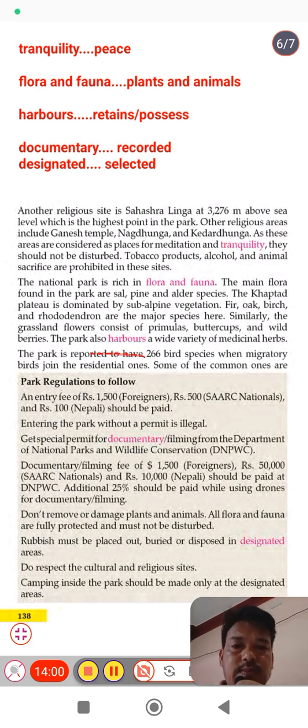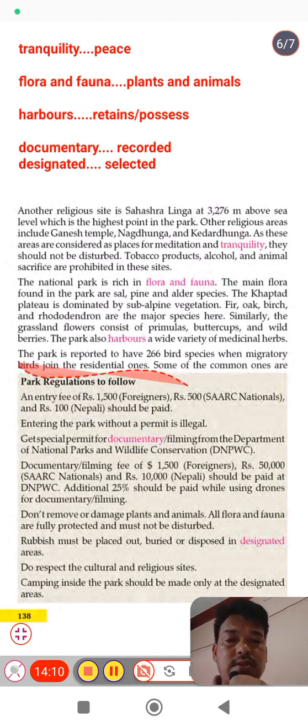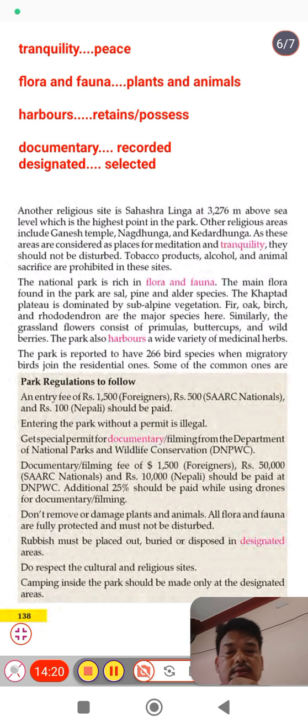This park is reported to have 266 bird species when migratory birds join the residential ones, some of the common ones. So students, how many species of birds are there? 266 types of bird species we can see there, including migratory birds, the birds that come from different places.